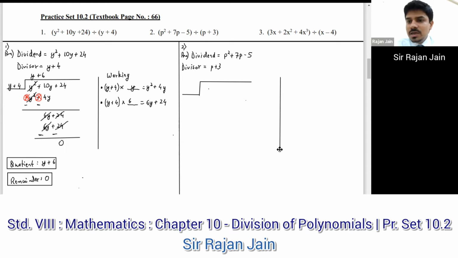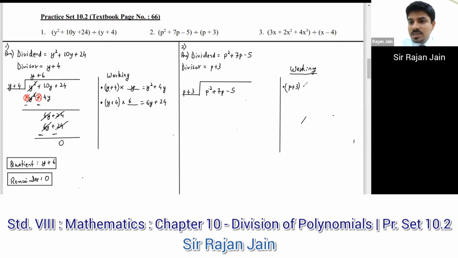Working, again, I repeat, it is a part of your fair work. You are not supposed to do it as a rough work. It needs to be shown in the exam also. Okay. Your dividend, I write it inside: p square plus 7p minus 5. Divisor I write it out over here. I start with the first step in the working.